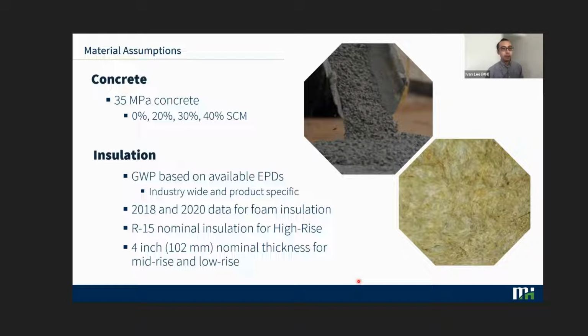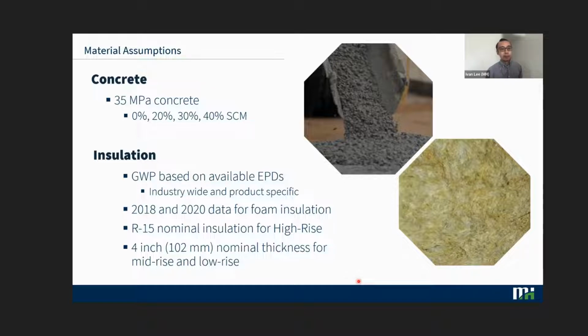We included data from 2018 as well as 2020 or 2021 for foam products, partially because as part of the City of Vancouver study, they wanted us to baseline things back to 2018 construction. So we left that data in there, but we also know that with the new regulations outlawing certain fill gases, the GWP for those same products has gone down significantly. So we included both versions of insulation in there.